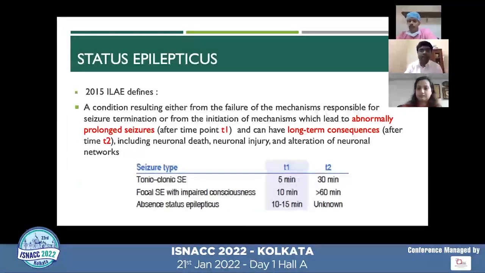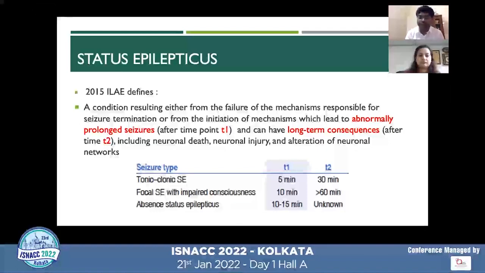Status epilepticus has been defined by the International League Against Epilepsy in 2015 as a condition which results either from the failure of the mechanism responsible for the seizure termination or from the initiation of the mechanism which leads to abnormally prolonged seizures after the point T1. So if a tonic-clonic seizure is continuous after a time frame of T1, that is 5 minutes, there is a high propensity that this seizure will continue for a longer time. And if it continues after the time T2, there may be chances of long-term consequences, which include neuronal death, neuronal injury, as well as the alteration in neuronal networks.